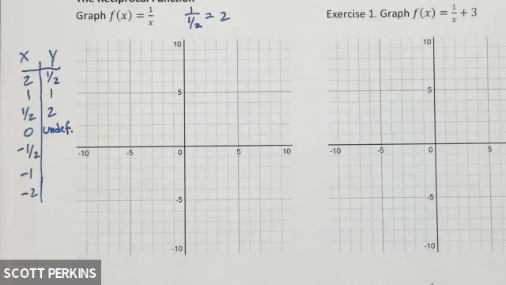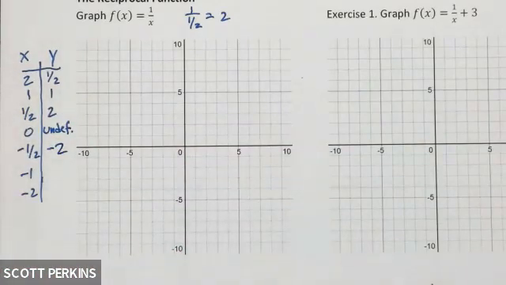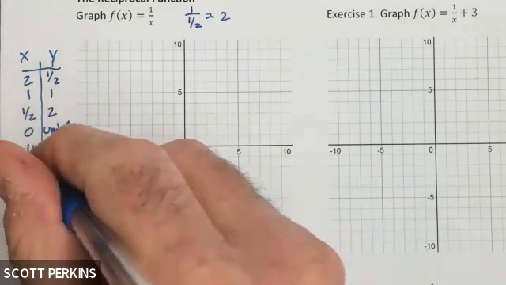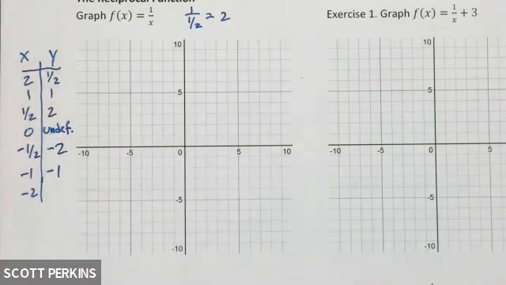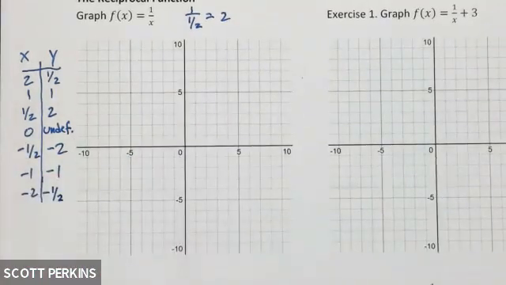Okay, if I put -1/2 in there, what's the reciprocal of -1/2? Perfect, -2, great. When I put -1, what's the function value at -1? Yep, 1 over -1. 1 divided by -1 is just -1. And last but not least, what is the function value at -2? What am I going to get? -1/2 or -0.5 if you're fond of decimals.